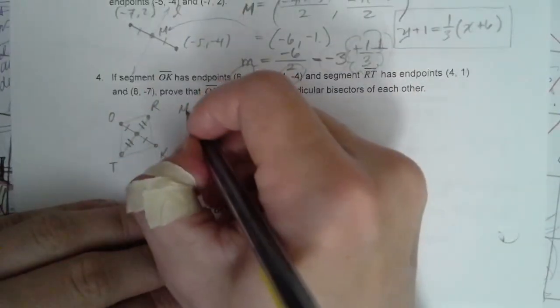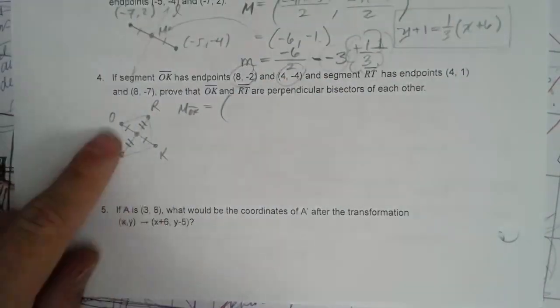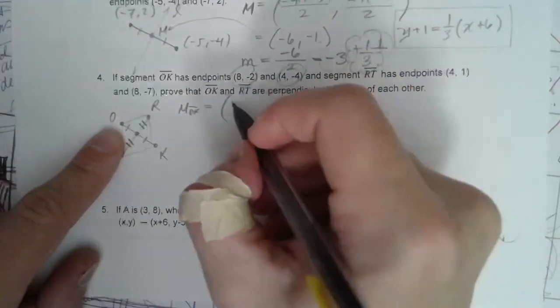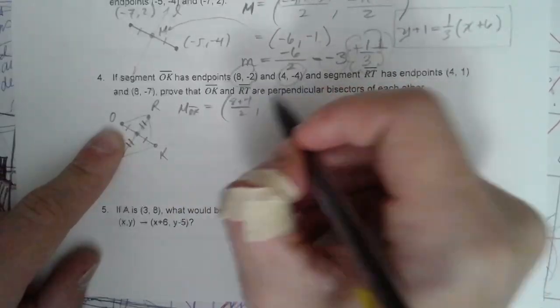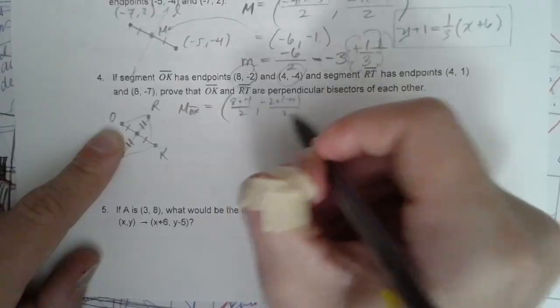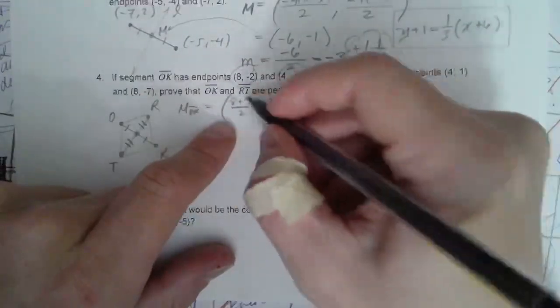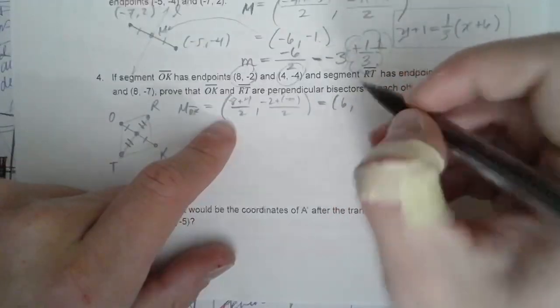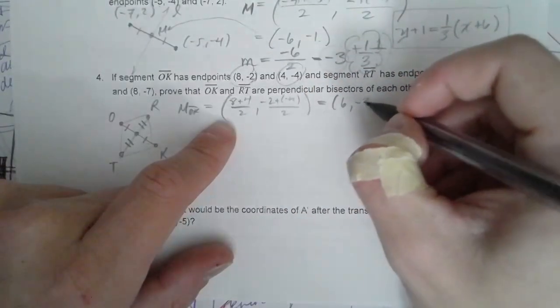So the midpoint of OK is, and I'm just going to add up 8 and 4, divided by 2, so I'm using midpoint from here, -2 plus -4, over 2. That's equal to, so the first midpoint here, 8 plus 4 is 12, divided by 2 is 6. -2 plus a -4 is -6, divided by 2 is -3.